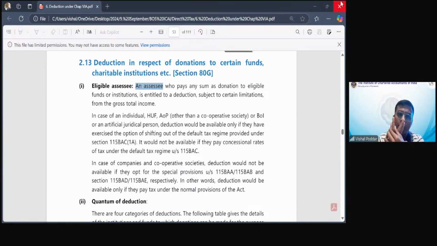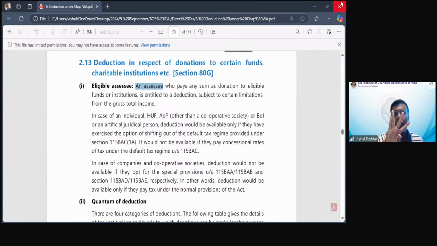And the second category, which we traditionally know, is institutions or organizations. Now understand, they are providing deduction in 4 parts, but first it is divided into 2 categories, funds and institutions. What is the difference? If you are making a donation to funds, there is no limit. Whatever amount you pay, the entire amount is eligible for deduction. However, if you are making payment to institutions, that payment will be compared with a limit. Whichever is lower, only that amount is eligible for deduction. So funds, no limit. Institutions, limit.